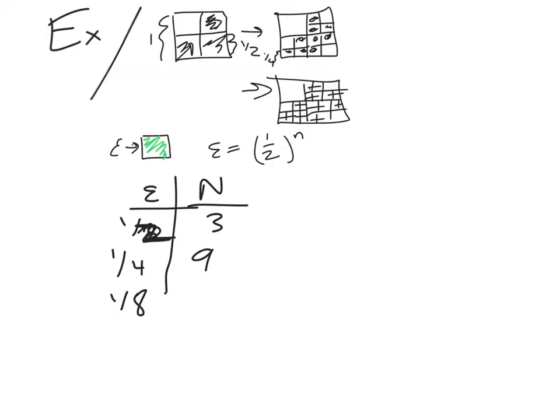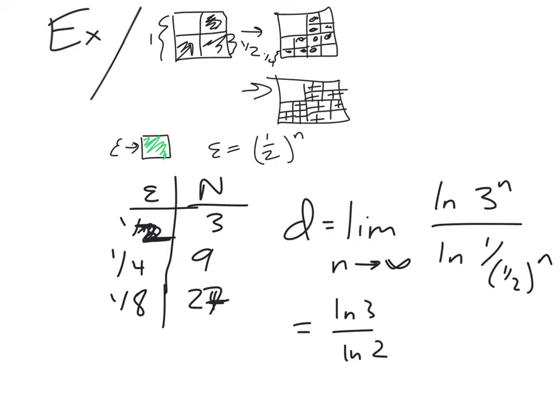And if we choose 1/8, we need 27 boxes. That's because each time we split into 4 boxes and we keep 3 of them, so our number of boxes goes up by a factor of 3. And this relationship is enough information to compute our box dimension. Our dimension is the limit as n goes to infinity of the natural log of the number of boxes divided by the natural log of 1 over epsilon as it varies with n. And that gives us the natural log of 3 over the natural log of 2.